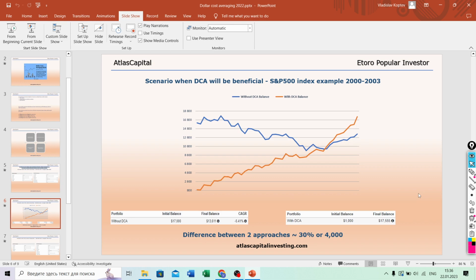So as we can see from this chart, the portfolio where we applied dollar cost averaging delivered us better results, but that's because the S&P 500 overall didn't perform well during this period from 2000 until 2003.